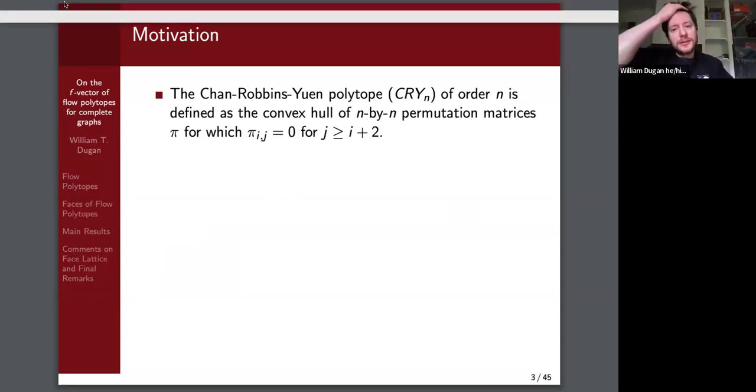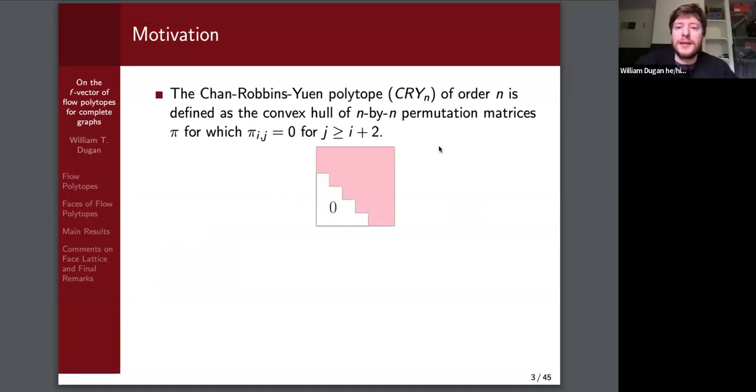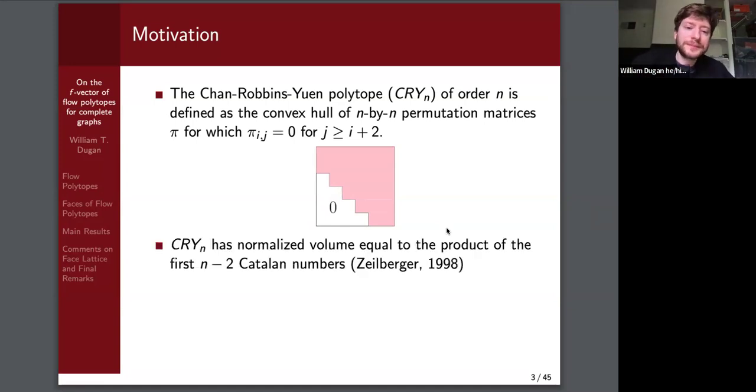All right, so to start with some motivation, we're motivated by this particular polytope, the Chan-Robbins-Yuen polytope, denoted CRY_n. This is of order n, or indexed by n. It's the convex hull of certain n by n permutation matrices. So these are permutation matrices that have support in this red region here. So the non-zero elements of the permutation matrix satisfy j is bigger than or equal to i plus 2.